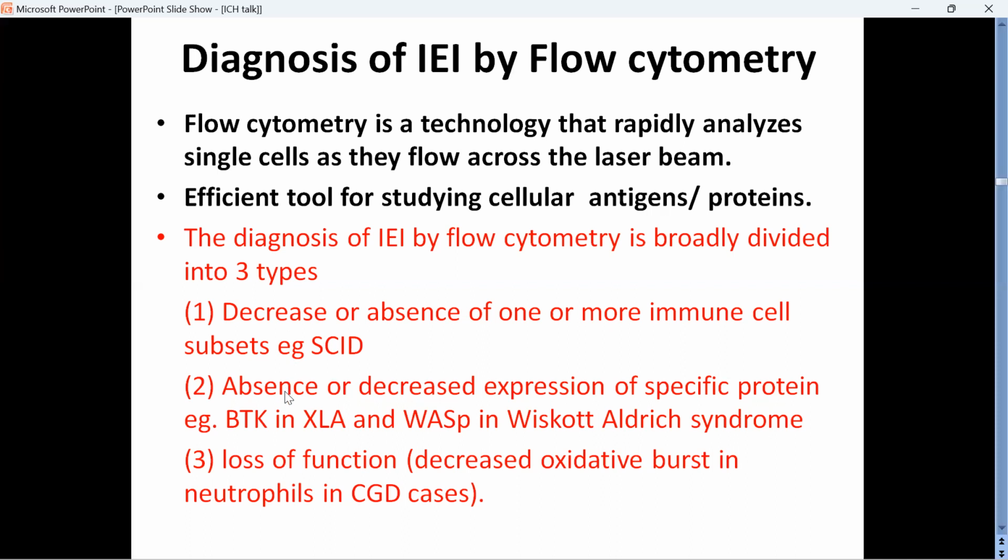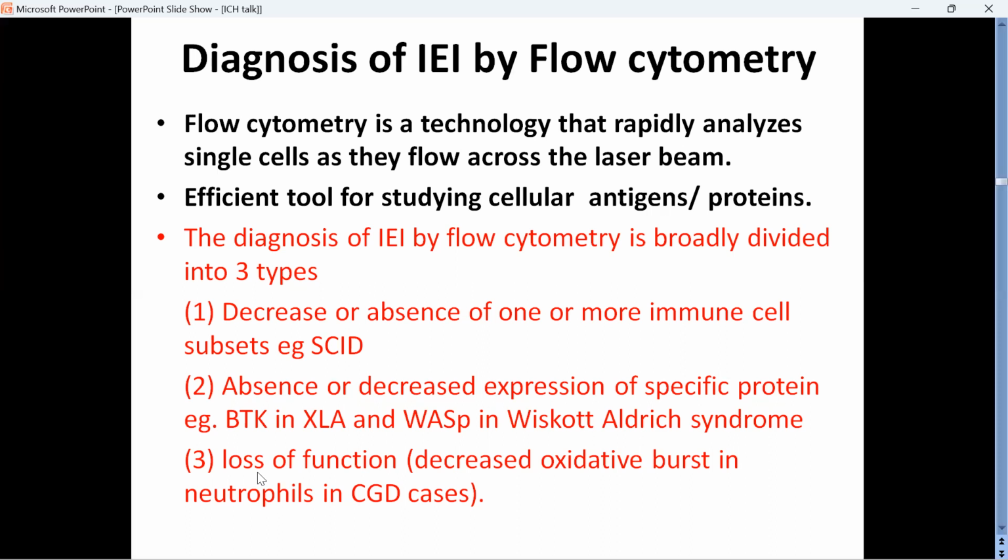The other method is by studying the proteins. If there is absence or decreased expression of proteins, we can diagnose some PIDs by flow cytometry. One example is BTK in X-linked agammaglobulinemia and Wiskott-Aldrich syndrome protein, WASP, in Wiskott-Aldrich syndrome. Similarly, the CD18 and CD11 complex in leukocyte adhesion defect. We just target these proteins. If the proteins are present, it is normal. If the proteins are reduced or absent, it is consistent with the disease. So that is the other way of diagnosing PIDs by flow cytometry.